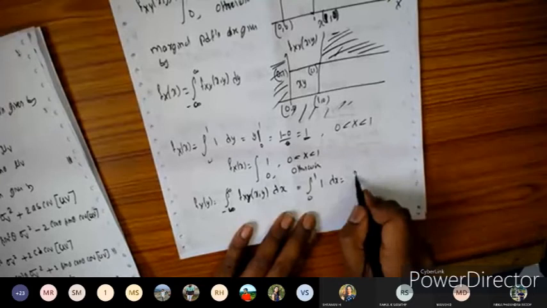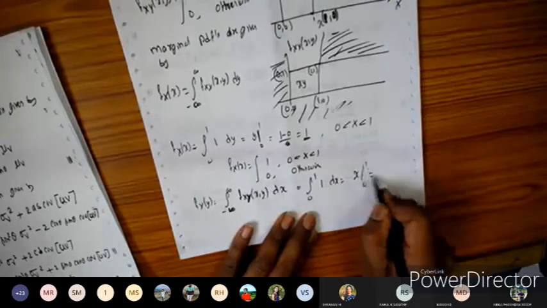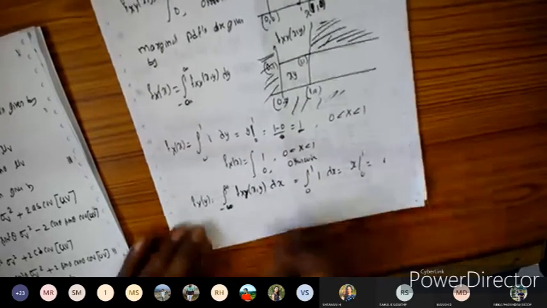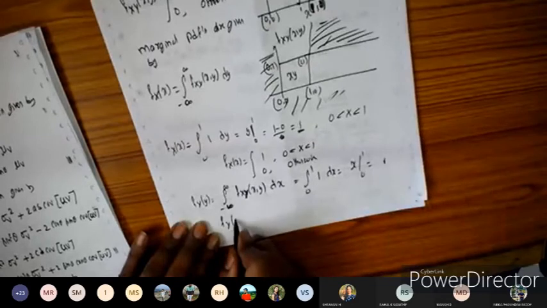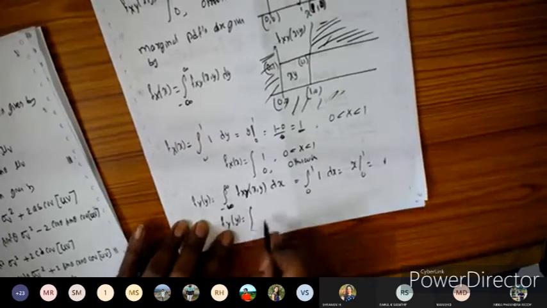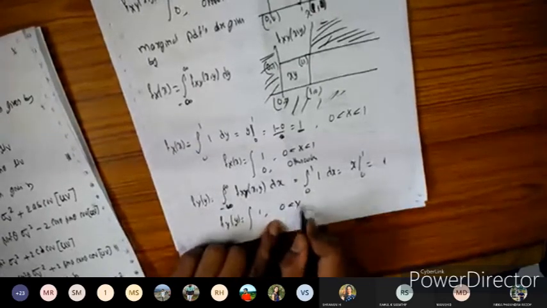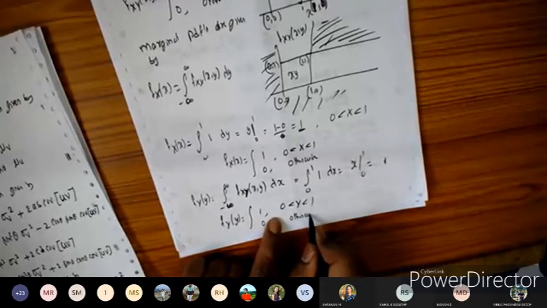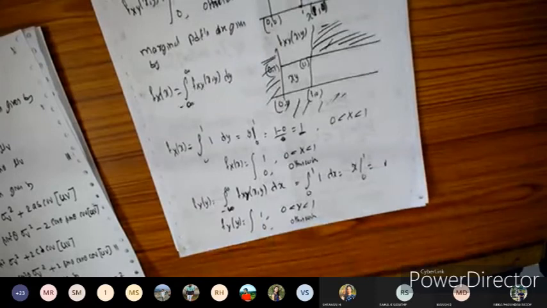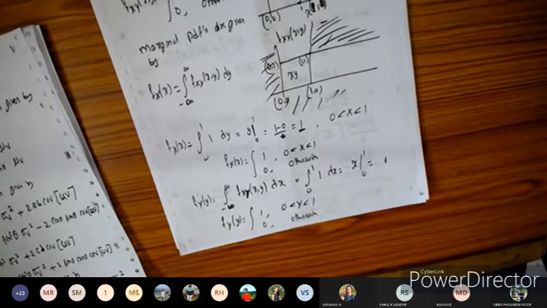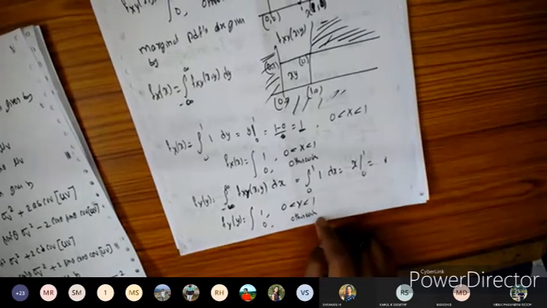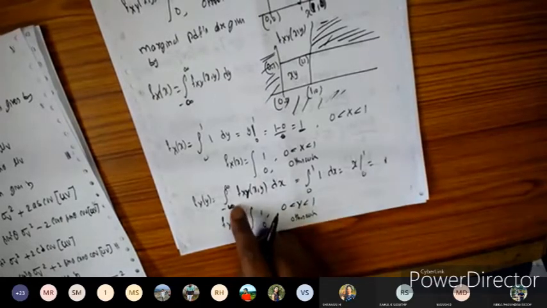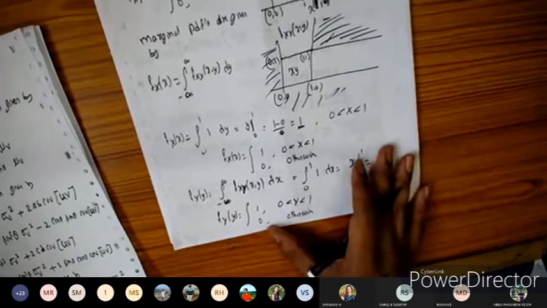The integration of 1 is nothing but x here. The limit is from 0 to 1. Substitute the limit, it will become 1 here. In a similar way, let us define fy of y is equal to 1 for 0 less than y less than 1, and 0 otherwise. Like this we can find out the marginal PDFs from the joint PDF or the bivariate PDF.